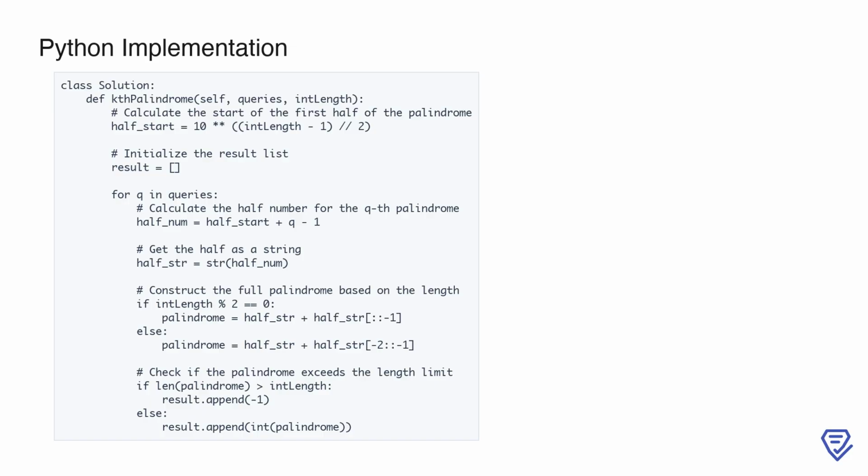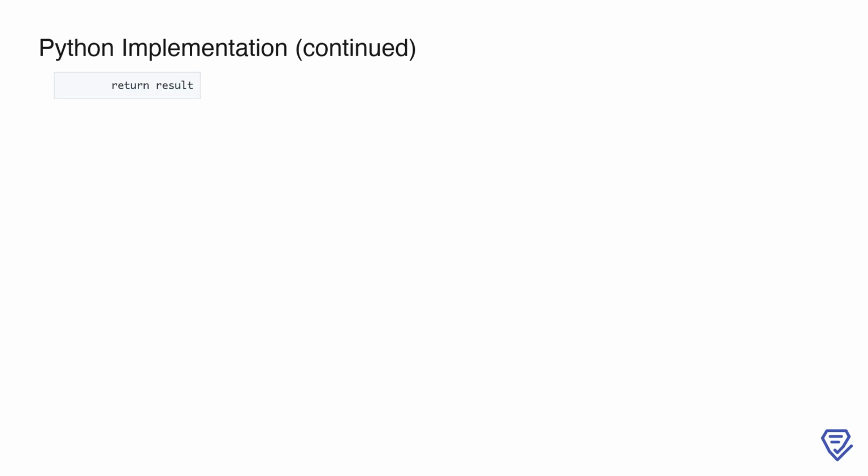Finally, we check if the resulting palindrome exceeds the specified length. If it does, we append -1 to the result list, otherwise, we convert the palindrome string back to an integer and append it to the result list. At the end of the method, we return the result list, which contains the kth smallest palindromes for all queries. This ensures that the output is ready for any input specifications, including cases where the desired palindrome is invalid due to exceeding the length limit.